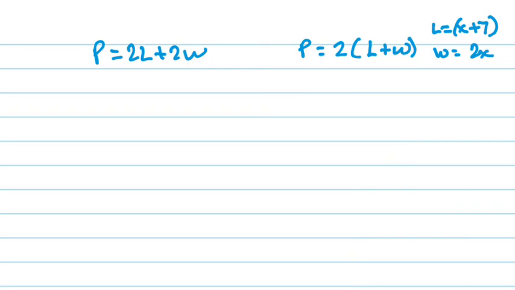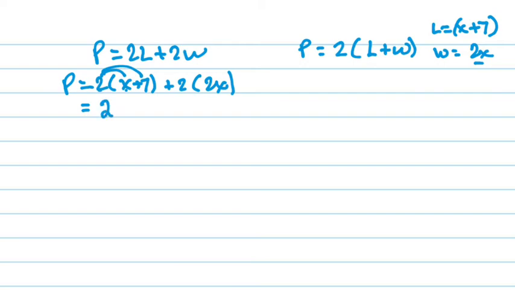So if we use this one, everywhere there's an L, I'm going to put the x plus 7. And remember from our study of algebra that you're never allowed to replace a letter with a number or any other value without putting it in a bracket. Plus 2 times our width, which was 2x. Then you can simply eliminate the brackets. Multiplying through, that's the distributive property there. So 2 times x is 2x. 2 times positive 7, positive 14. Positive 2 times 2x is positive 4x's.